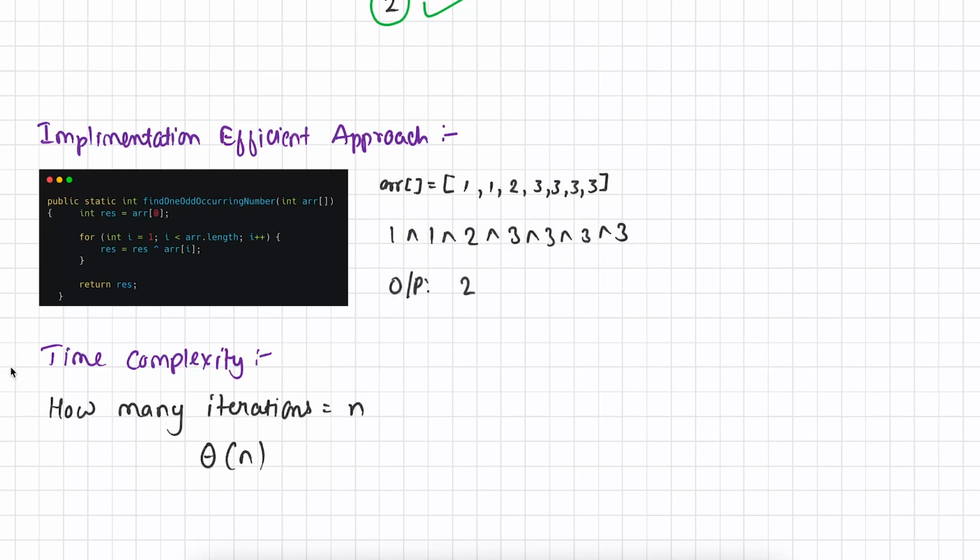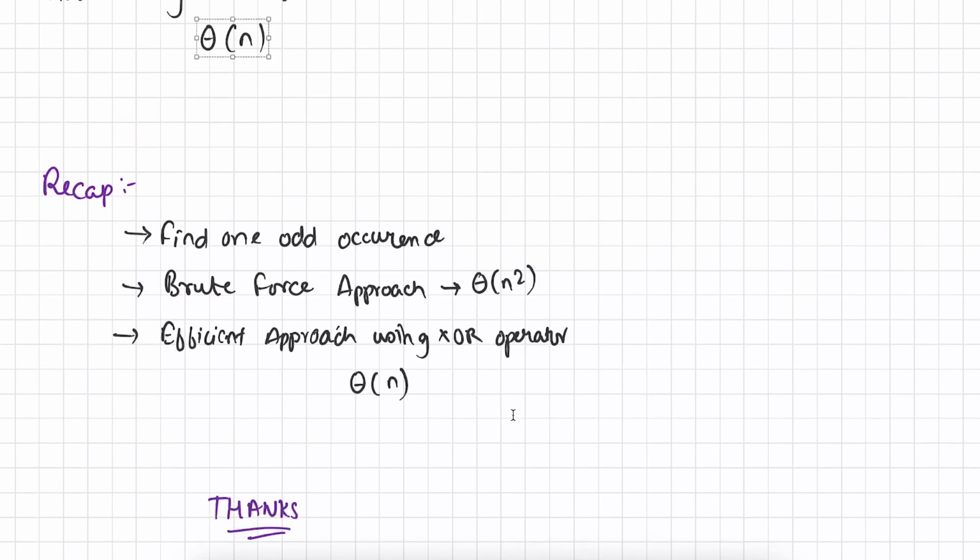Now talking about the time complexity of this function, how many iterations is this function going to have? There are a total of n iterations because we are running the loop from 1 to array.length. So the time complexity of this function comes out to be theta of n. Okay, clear.